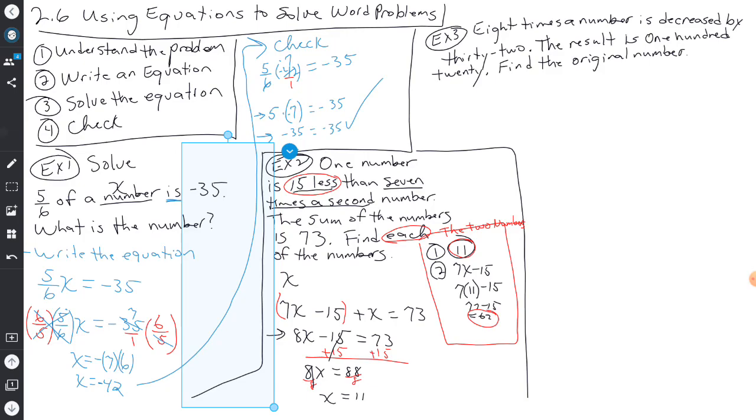So, 8 times a number is decreased by 32. The result is 120. And find the original number. Go ahead and try this one out.